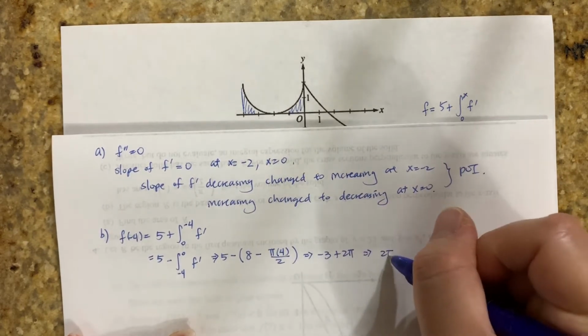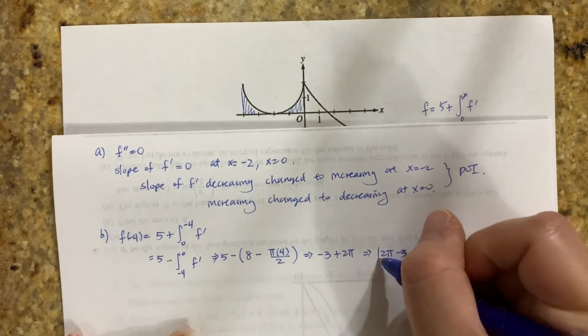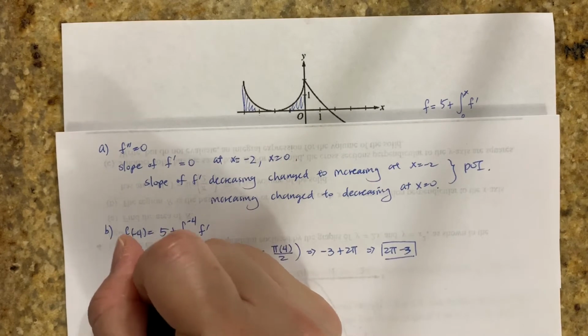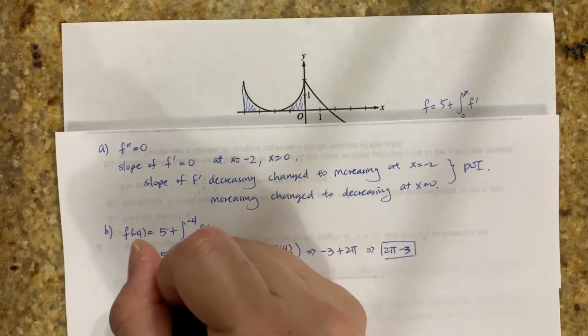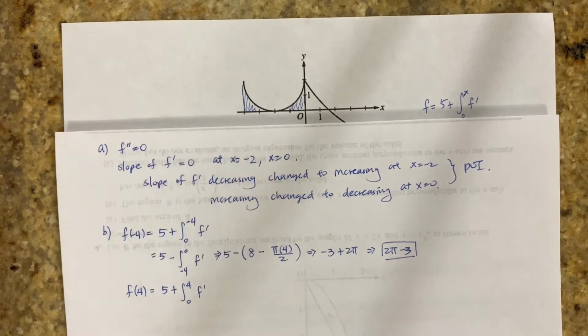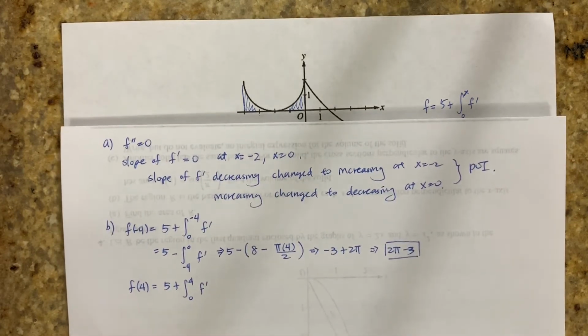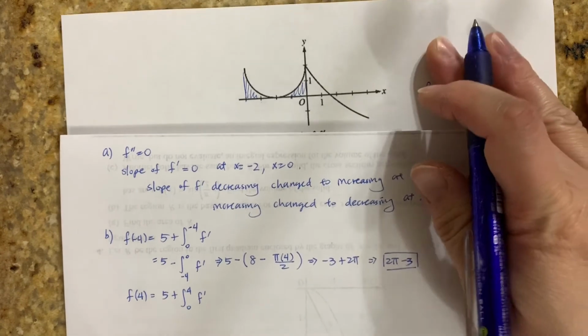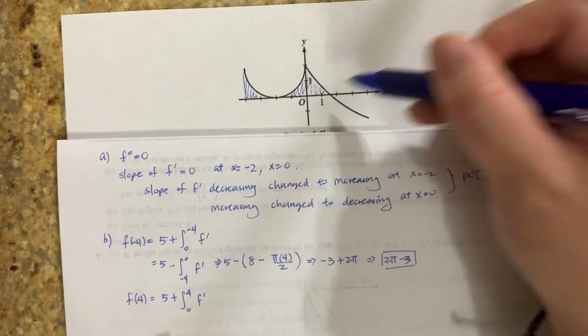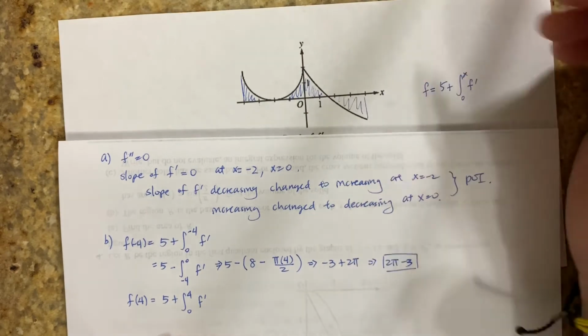So I'll clean this up, 2 pi minus 3. That is the value for f of -4. All right, for the value of f of 4, we want 5 plus the integral from 0 to 4 of f prime. So we want that integral instead. So now we want the integral from 0 to 4, right?